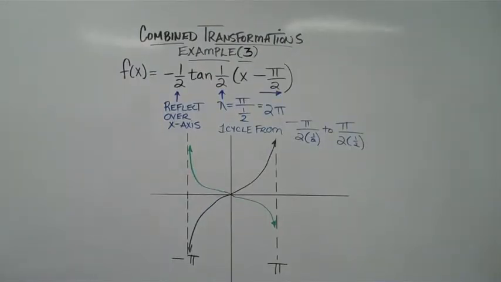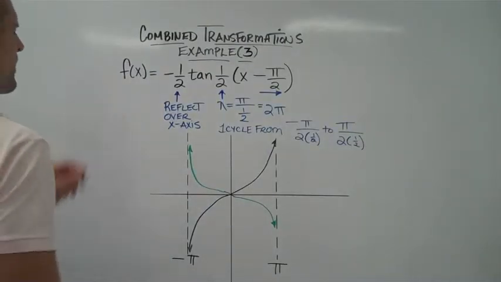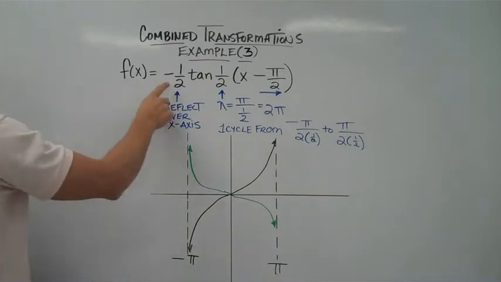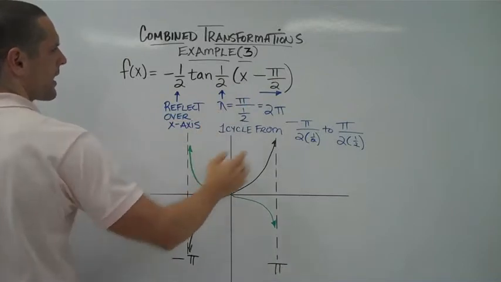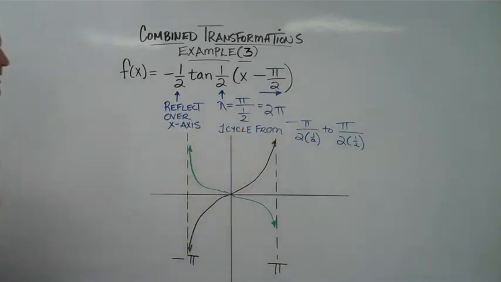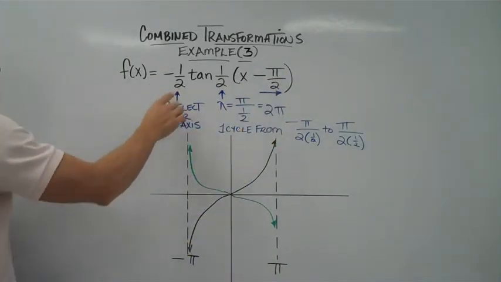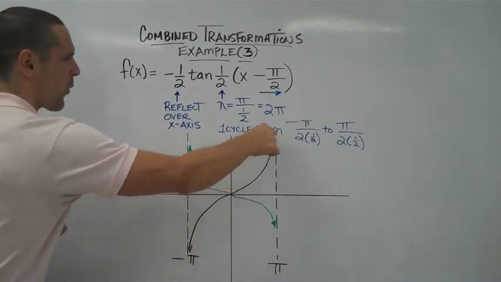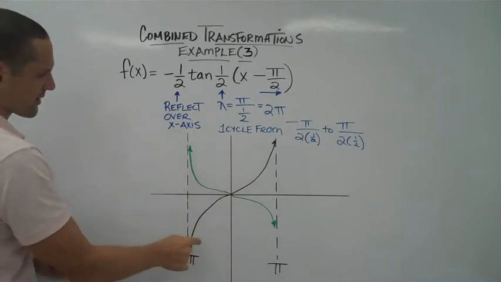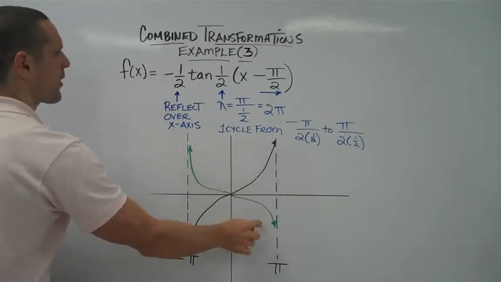Finally, let's look at a third example of combined transformations, this time for the tangent function. If I have f of x equals negative 1/2 tangent of quantity 1/2 x minus 1/2 pi, there's no d term, so you can say plus 0. I know that this negative means I'm going to reflect over the x-axis. So if my tangent function was like that, I'm going to have to reflect it. So this point goes to there, and this point goes to there.